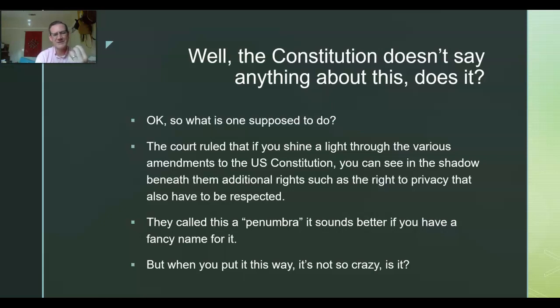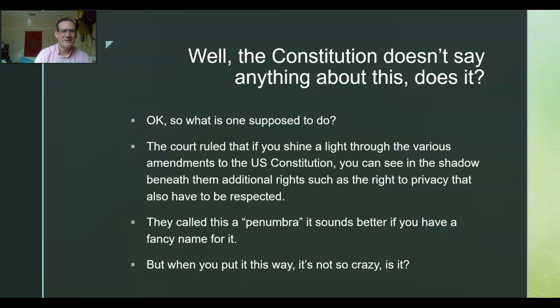Well, this was the court's logic, okay? The court said, look, if you take the Constitution and the Bill of Rights and you kind of shine a light through them, you can see that there are these different themes from different parts of the Constitution and the Bill of Rights, and they kind of cast a shadow. And so you have these narrow, more specific rights, but when you shine a light down through them, they cast a shadow, creating what they call a penumbra. Just means a shadow, but it's a fancy word, so it sounds a lot better. And then down in that shadow, you can start to see new additional rights that are there, okay?